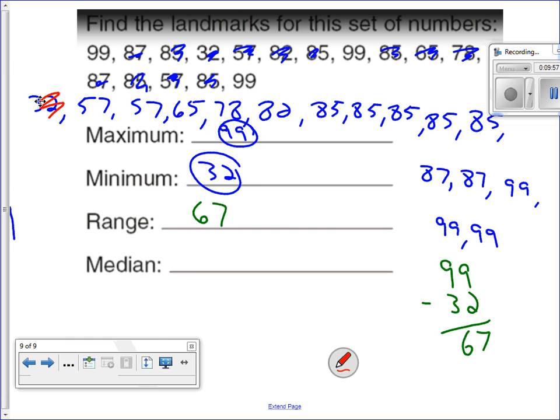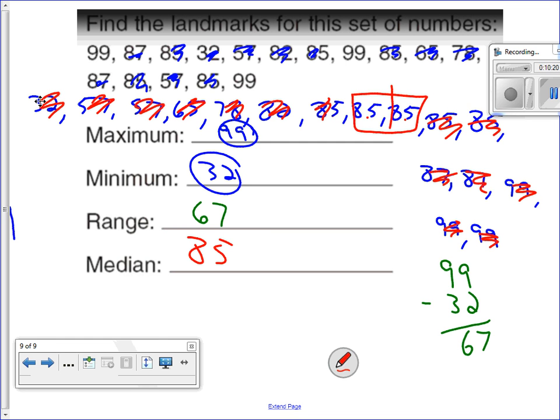So I'm going to cross off the 32, cross off a 99, cross off a 57, cross off a 99, cross off another 57, cross off a 99, cross off a 65, cross off 87, 78, 87, 82, 85, 85, 85. Left with two numbers left, nothing in the middle because they're both 85s.